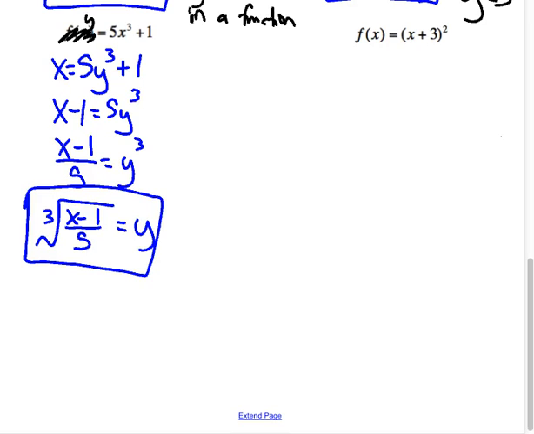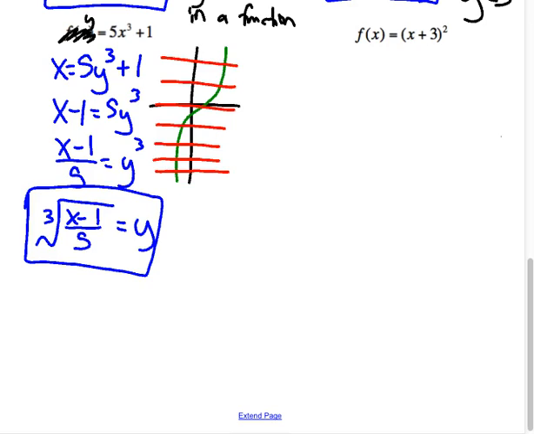Now let's determine, is that a function or not? Well, let's take a look at my original function. My original function is a cubic. So it's going to be something like that. Okay? That's how cubics behave. So I take that cubic and I put it through the horizontal line test. And I can see that no matter where I put that horizontal line, it only touches once.